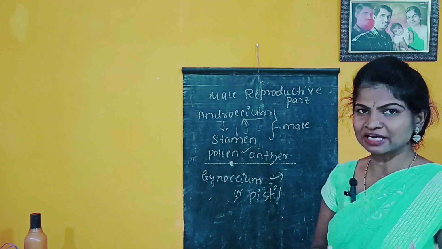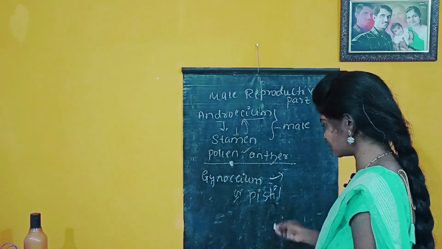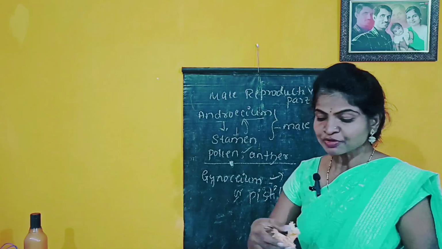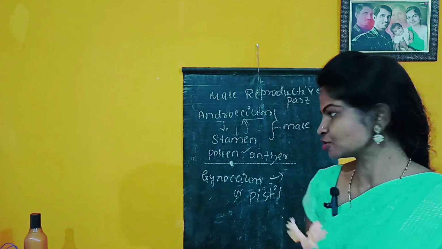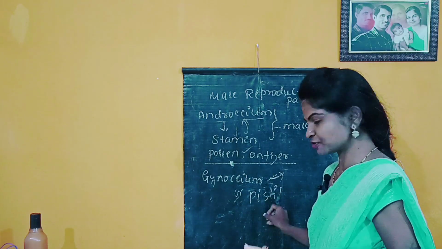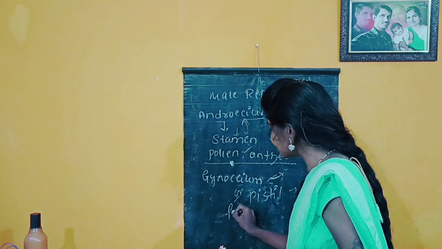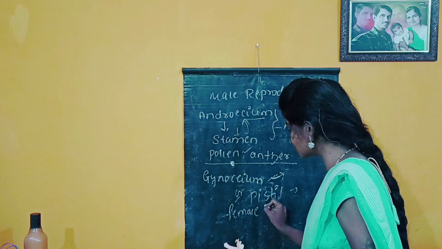What are the contents of the gynoecium, or what are the contents of the pistil? It consists of the stigma, style, ovary and ovules. All together it is called a gynoecium or pistil, the female reproductive part in the case of angiosperms.